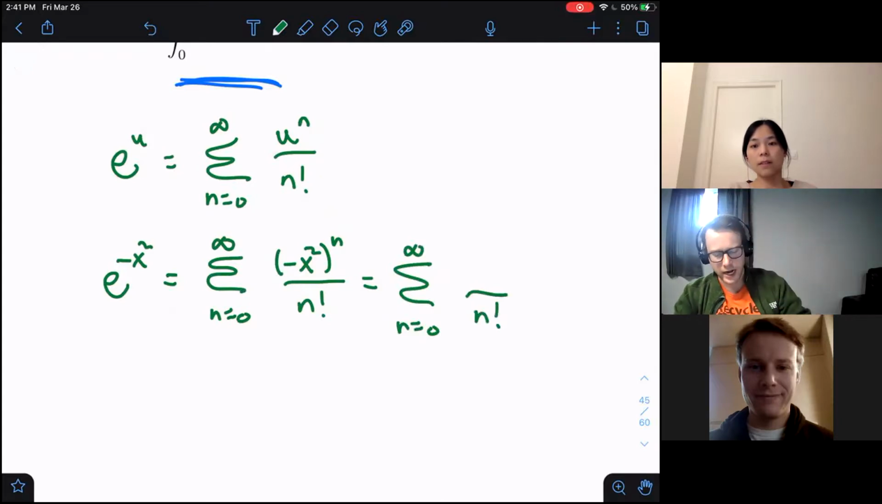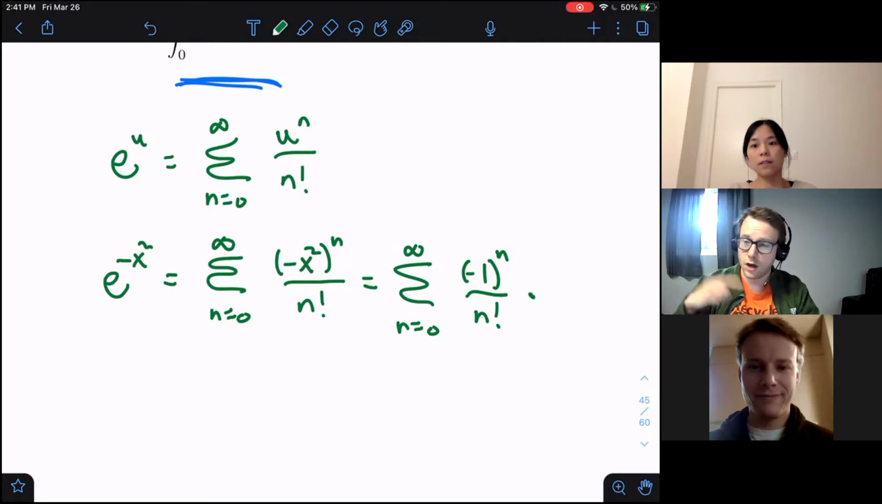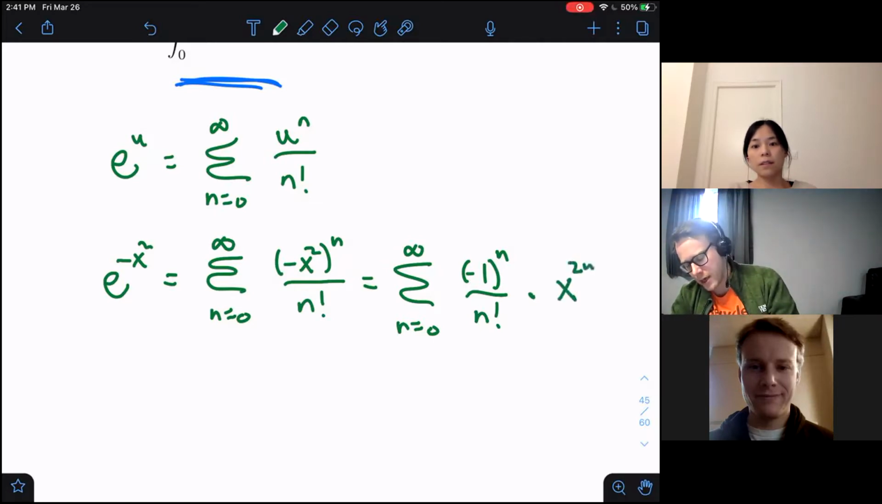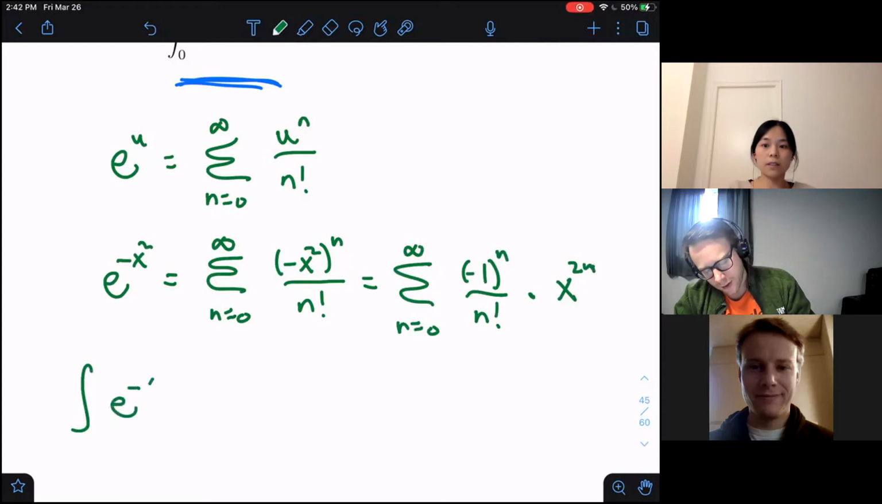We have this alternating piece, this -1, and it's being raised to the nth power. So I'm going to write that alternating piece over here. It's a coefficient. And then all the stuff that has x's, we have x squared, and it's also being raised to the nth power. And remember, whenever you have powers raised to more powers, they multiply. And so you get x to the 2n. Now we're set up and ready to integrate this thing.